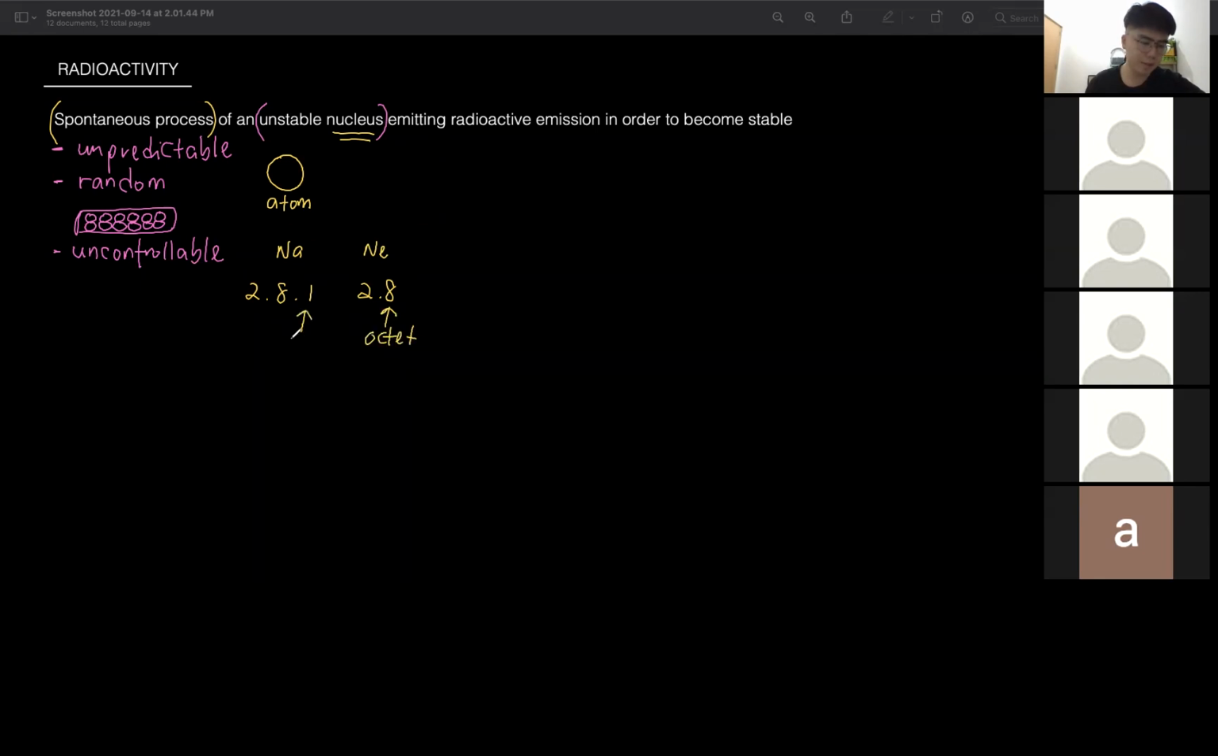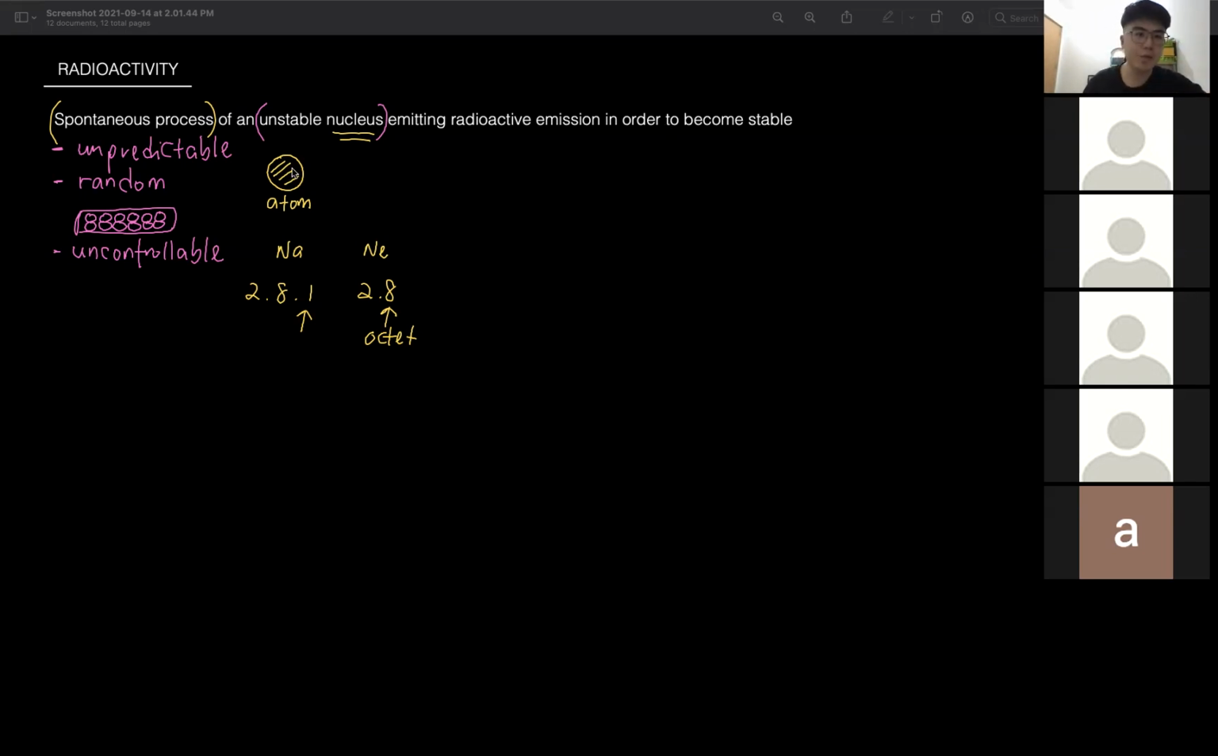This one is not as stable as this one, right? Because there's one valence electron. So if it donates one, then it becomes stable. So we look at the stability of an atom based on the electron arrangement. But in radioactivity, we are not talking about the stability of an atom. We are talking about the stability of a nucleus.